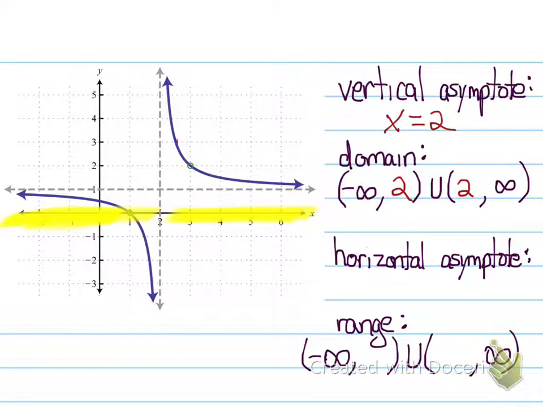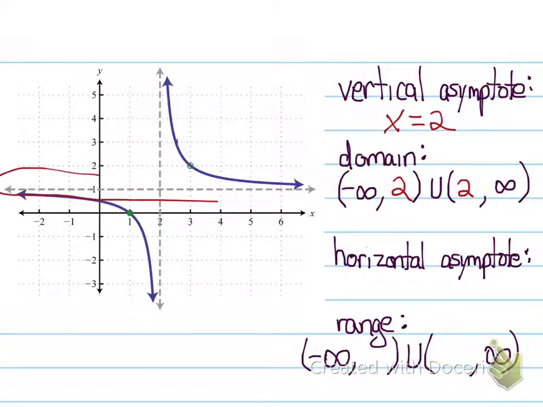All right, now let's look at the horizontal asymptote. My horizontal asymptote is a horizontal line that's imaginary, and as we can see, it crosses through that y-axis at 1. So my horizontal asymptote will be y equals 1.